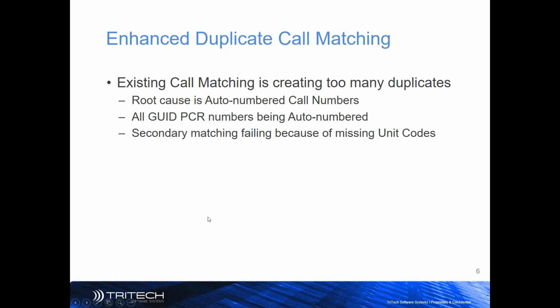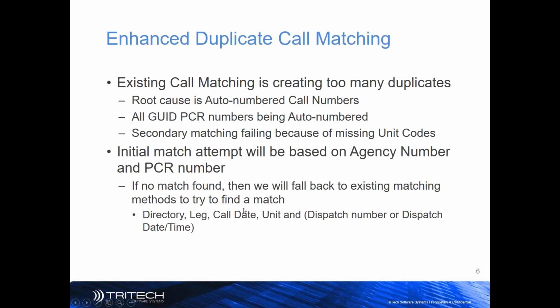I mentioned that we were doing some enhancements to the duplicate call matching. Our existing call matching tended to create a fair number of duplicates. The root cause that we found there was auto-numbered call numbers, and that was happening with a lot of ePCR vendors. So now a primary match that we will do is we will attempt to match based upon the agency number and the PCR number. And if we find that, then we'll know that we have a match. If we don't find a matching call, then we'll fall back to our other matching methods to try to avoid duplicates.